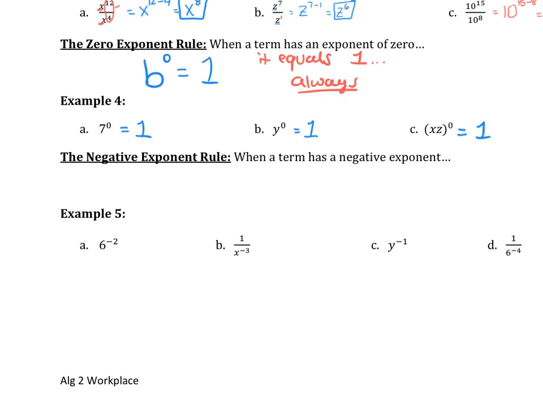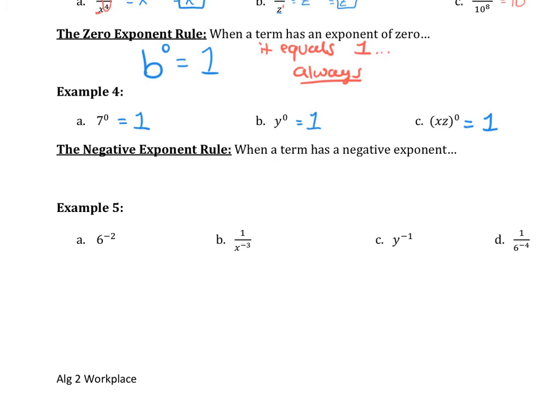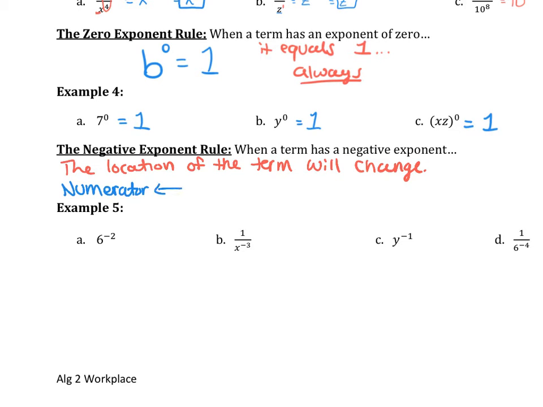Okay, and then the last thing we're going to talk about today is negative exponents. When a term has a negative exponent, essentially that means the location of the term is going to change. So if it's in the numerator with a negative exponent, it would move down to the denominator. And if it's in the denominator with a negative exponent, it would move up to the numerator. So the location of the term will change. Again, we'll go either numerator and then back and forth between the denominator, just depending.